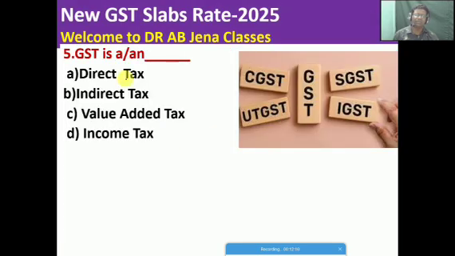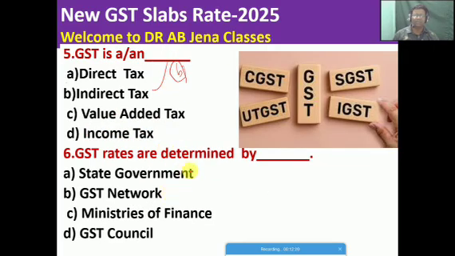So GST is an indirect tax, as we have already discussed. Next one friends, GST rates are determined by whom: the state government, the GST Council, the Ministry of Finance, or the GST Council. Here, as I have already told you in the beginning, D is the right option. I mean, the GST Council determines the GST slab rates.